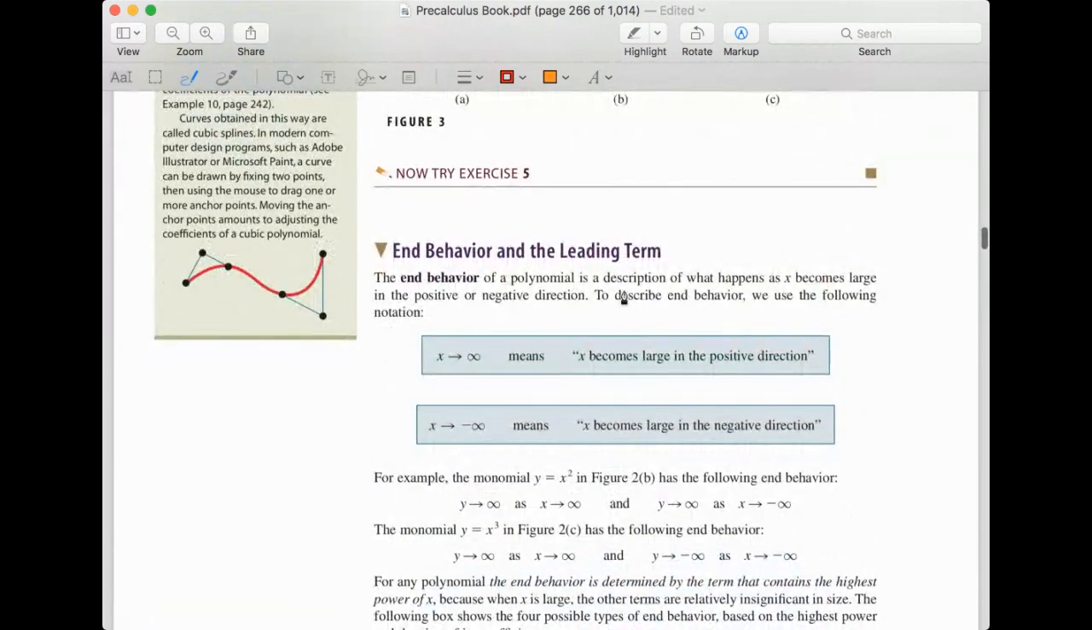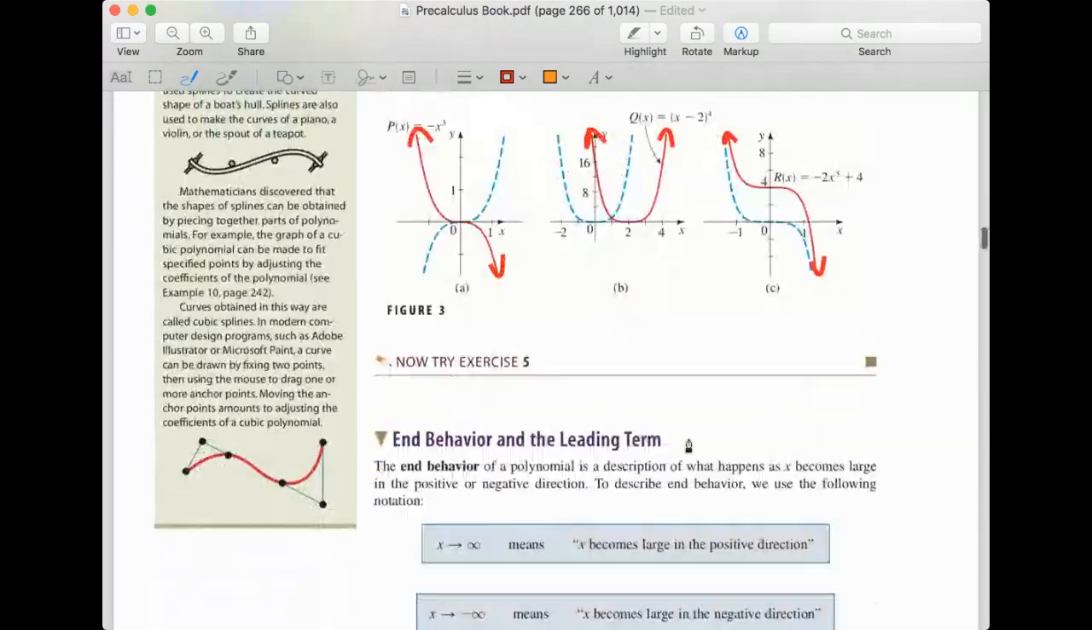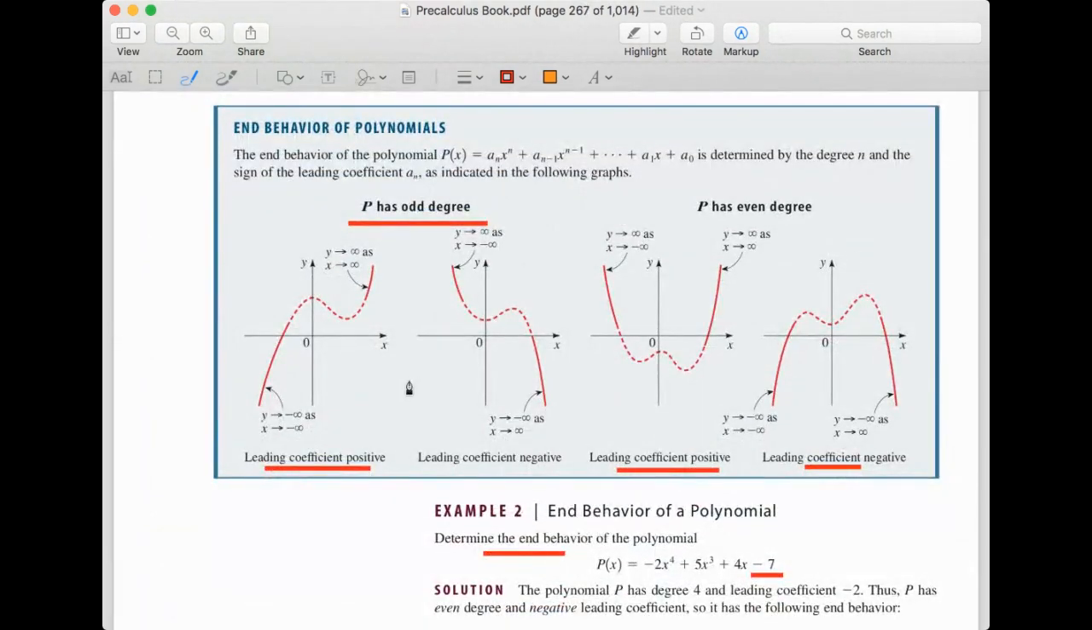Then we talk about the end behavior, right? End behavior of polynomials: this goes forever to positive infinity. This goes down to negative infinity. This goes both ways to positive infinity. This goes to positive infinity, and this goes down to negative infinity. So this we call end behavior. Okay, so this is a good summarization also.